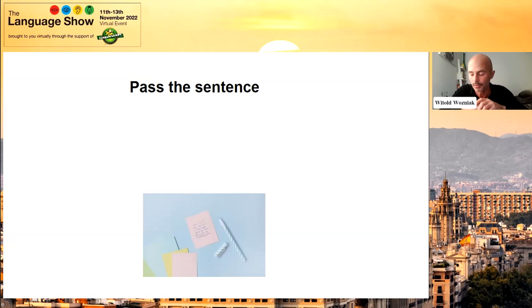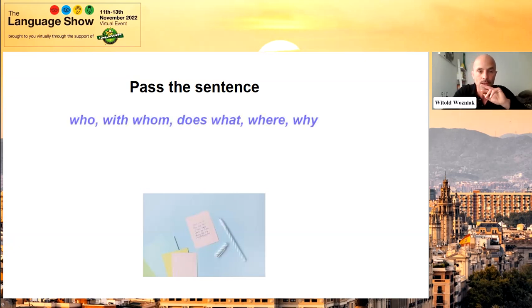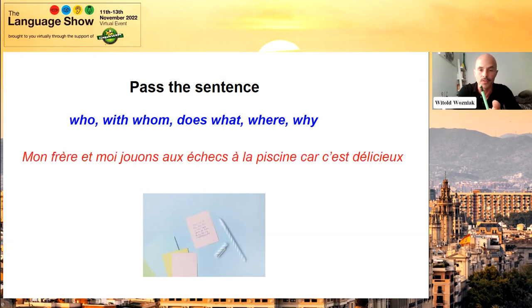Pass the sentence is very similar to a French whisper, but also you can make a table where you list students' ideas: who, with whom, does what, where, and why. And the sentence doesn't have to make sense. So everyone is writing something on sticky notes and then passing a sentence, and you can finish off with a sentence like that, which doesn't make too much sense. Mon frère et moi jouons aux échecs à la piscine car c'est délicieux. But they love this kind of silliness, where actually you listed lots of different ideas, listed different words, and now you are combining those sticky notes.